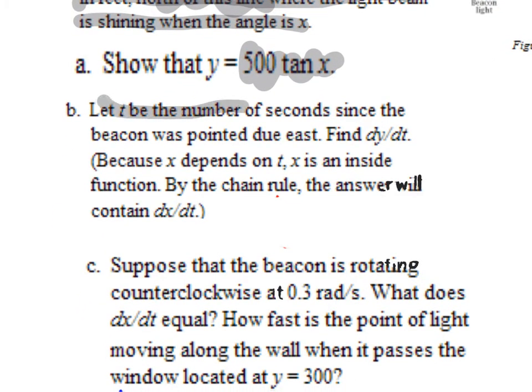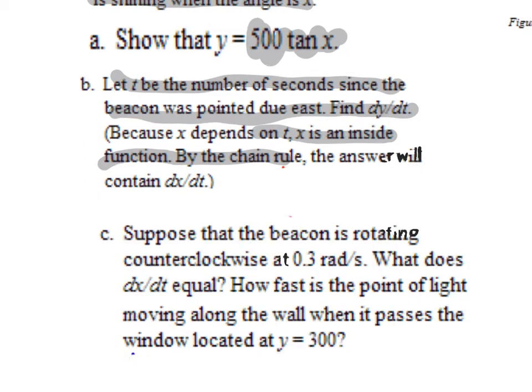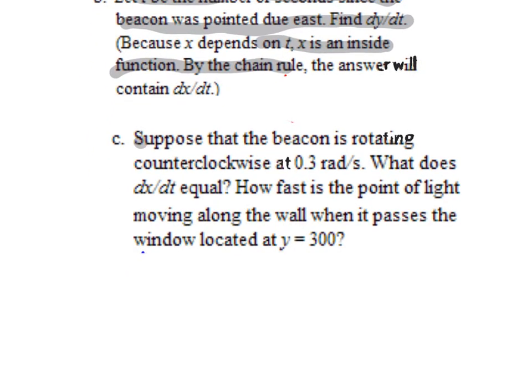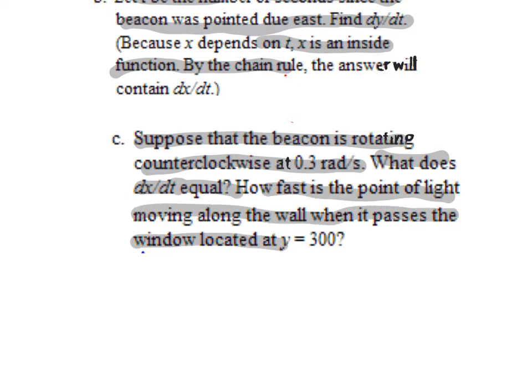Let t be the number of seconds since the beacon was pointed due east. Find the change in y with respect to time. And x is inside the function. By chain rule, the answer will contain dy/dx. Suppose that the beacon is rotating counterclockwise at 0.3 radians per second. What does dx/dt equal? How fast is the point of the light moving along the wall when it passes the window located at y equals 300? It's the exact same problem.